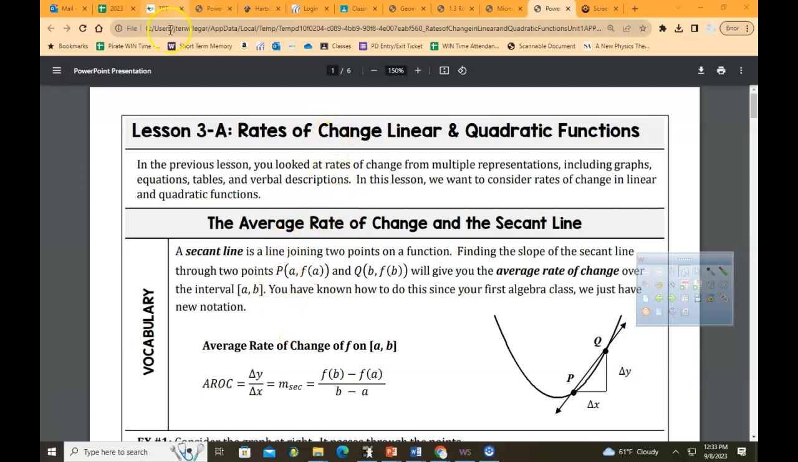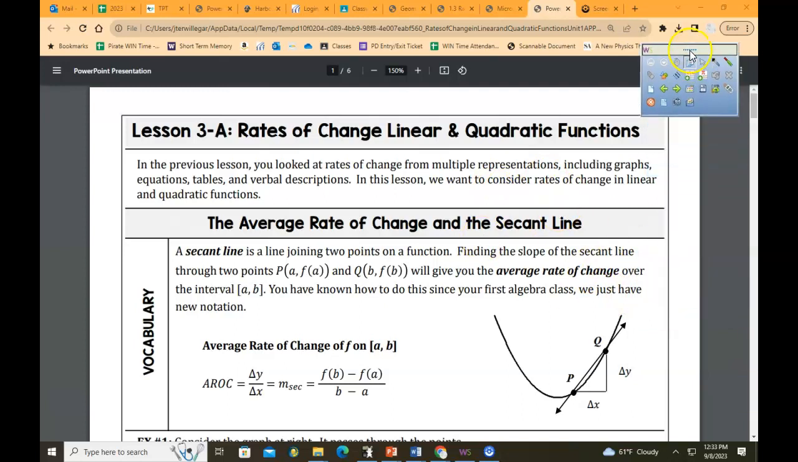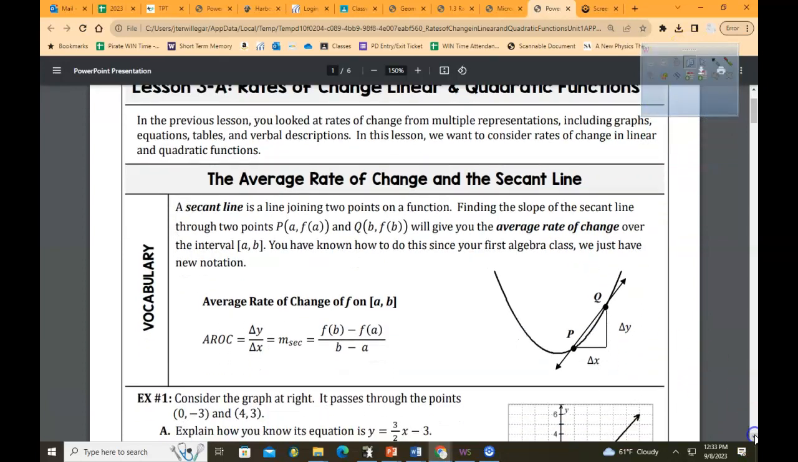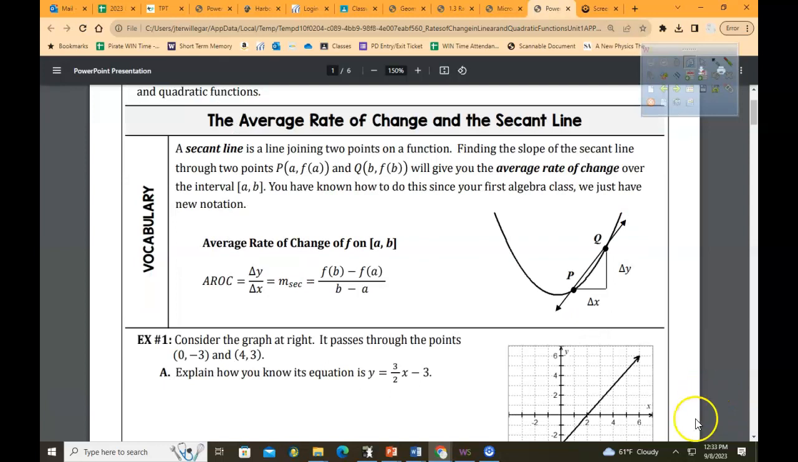Alright, today we're going to be looking at Lesson 3A, Rates of Change, Linear and Quadratic Functions. Previously we talked about finding the average rate of change by looking at graphs and tables and functions. Now we're going to apply it to linear and quadratics. We've already kind of done this, but we're going to expand upon it. So, we've done some secant line stuff, but now we're going to name it.